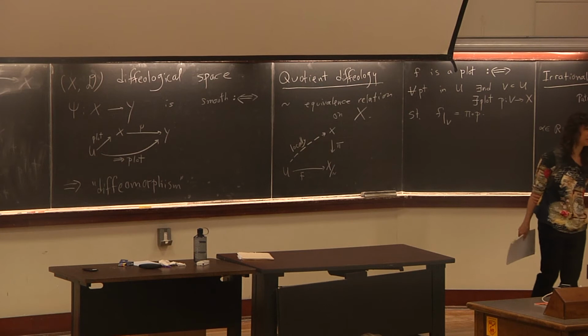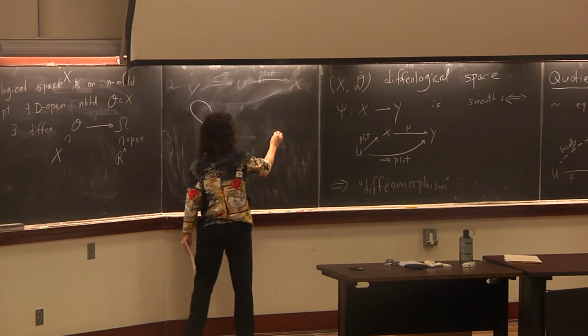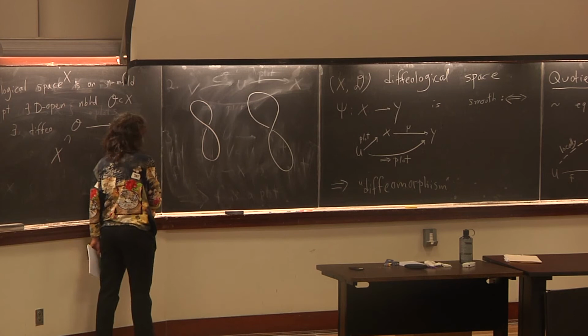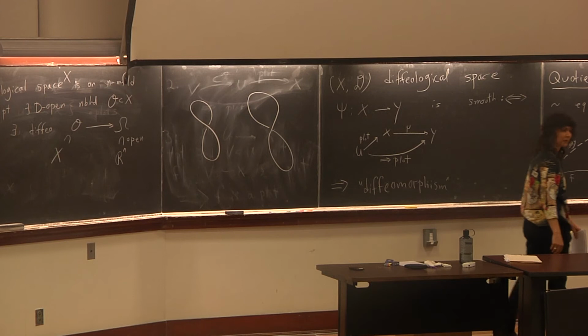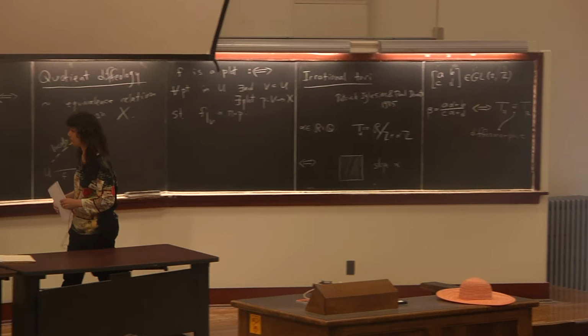So, for example, if you take the figure 8 in the plane, you can realize it as an injectively immersed submanifold in two ways which are very different from each other. And that's not very pleasant because one would like a subobject to inherit its structure from the ambient object. And diffeology does give you a very clean way to do that.